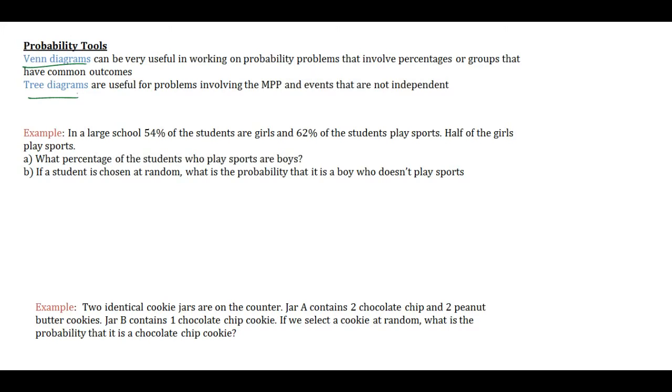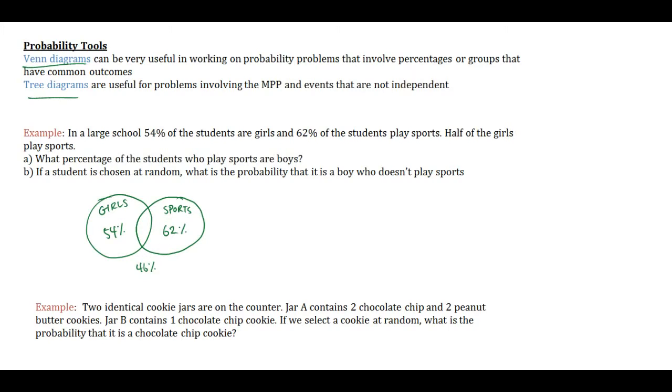So here's my example for a Venn diagram. It says in a large school, 54% of the students are girls and 62% of the students play sports. And half of those girls play sports. So I would have a Venn diagram that says, all right, here's the girls, and here's the people that play sports, and I have some good information. I know 54% of the people are in the girl bubble, and I know that 62% of the people are in the sport playing bubble. And by the way, since the girls are 54%, everything outside is 46%. So that's kind of nice to know.